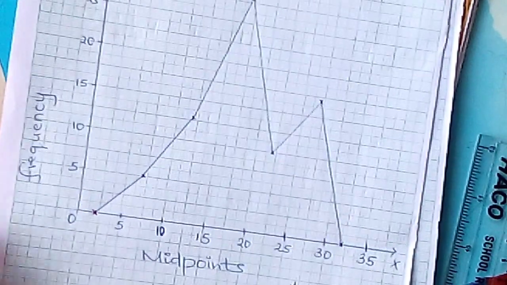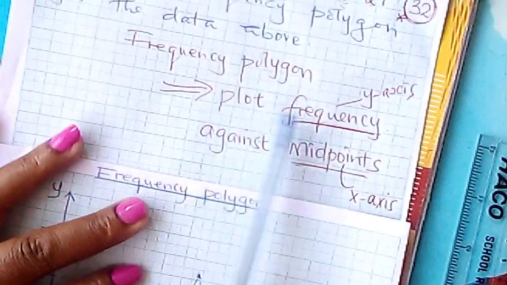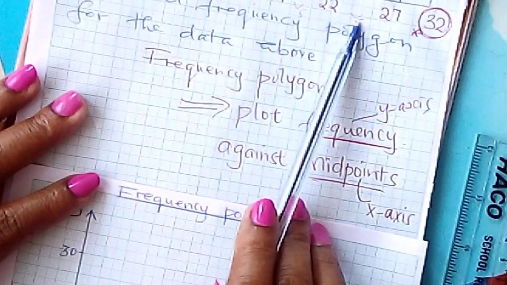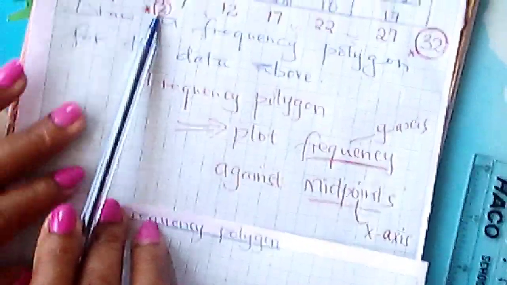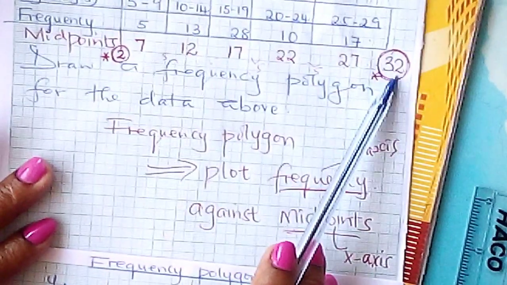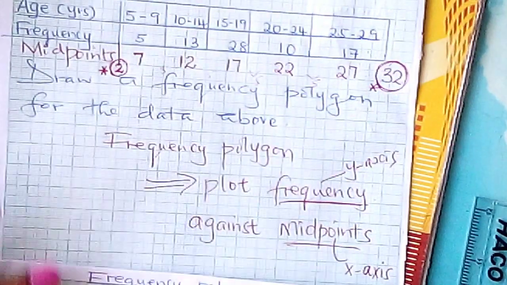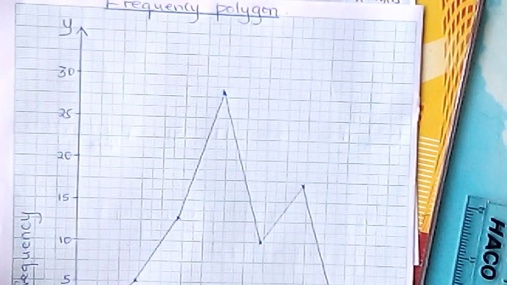So learner, go and practice on this. Frequency polygon is drawn by plotting frequency against the midpoints. So you get the midpoints, learner, and then you get the midpoint before the first midpoint and the midpoint after the last midpoint, so that you join your frequency polygon to the x-axis.